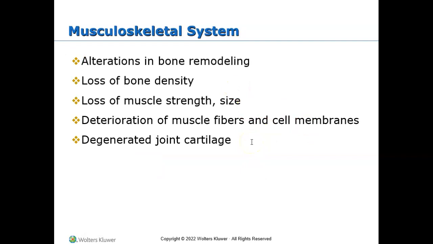Musculoskeletal system, you have bone remodeling, loss of bone density, loss of muscle strength and size, degeneration of joints and cartilage. So you're going to see that your older population has lost inches in their height. They've lost inches in their girth, in their circumference of their arms and their legs, all because they're losing muscle mass. And they have cartilage and bone deterioration over time.